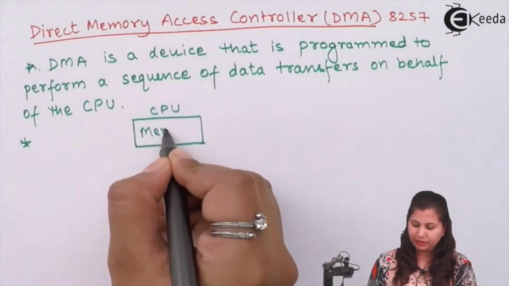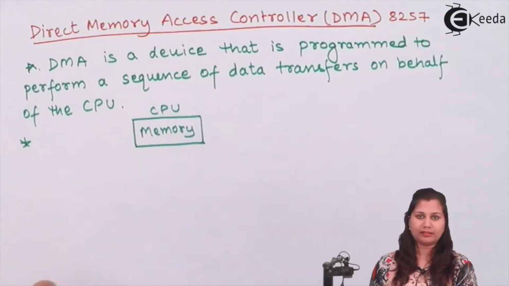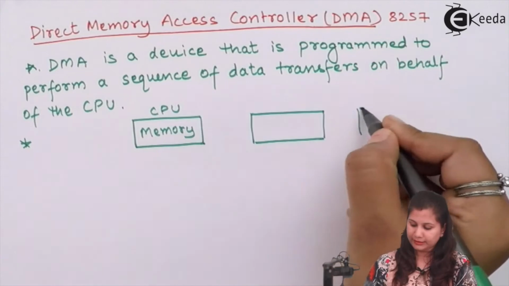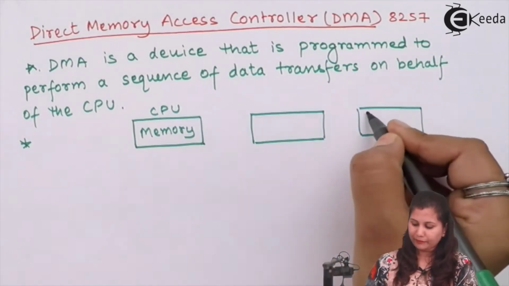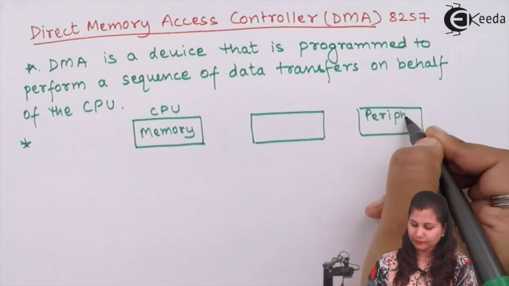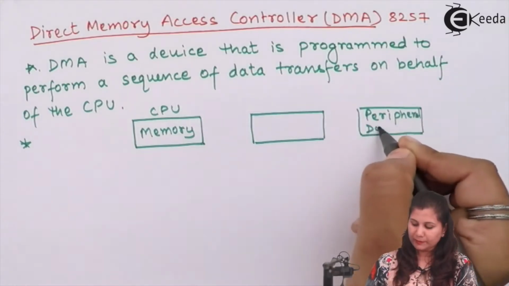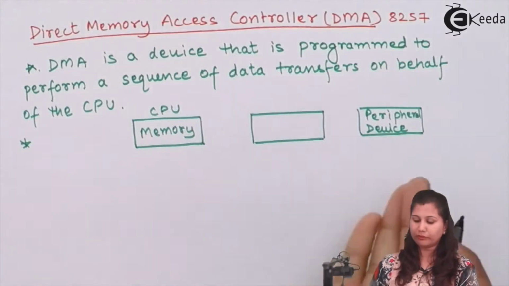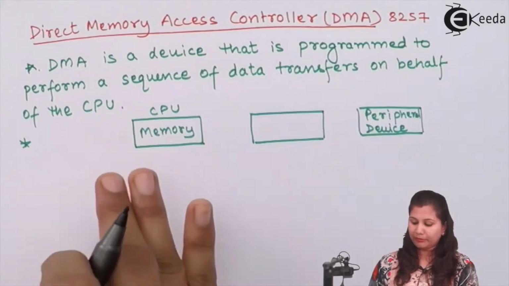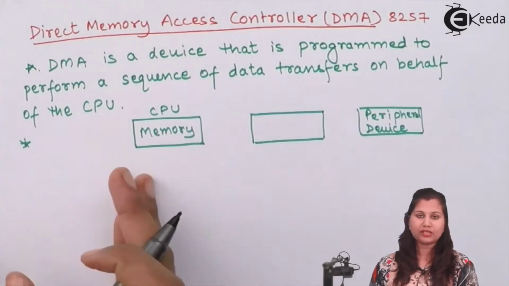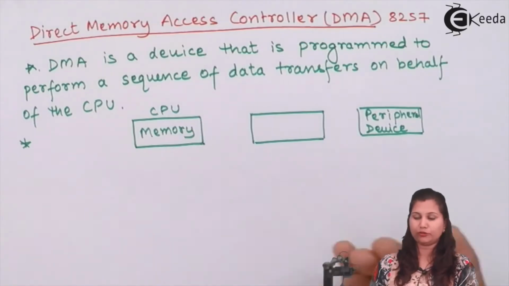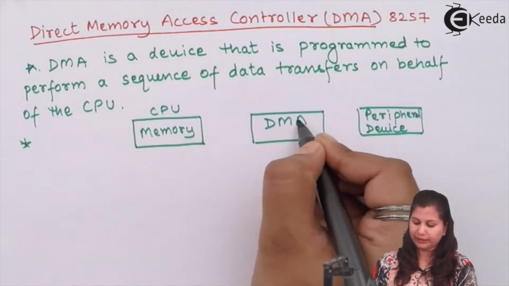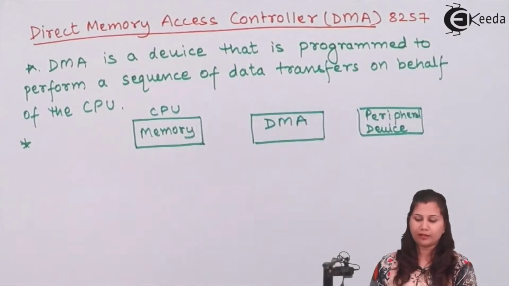we have the memory, and in memory the data is stored, and this is the peripheral device. Now this peripheral device wants to send some data to the central processing unit or to the memory, and the central processing unit also wants to send some data to the peripheral device. So this transfer of data takes place through the DMA, that is the direct memory access controller.